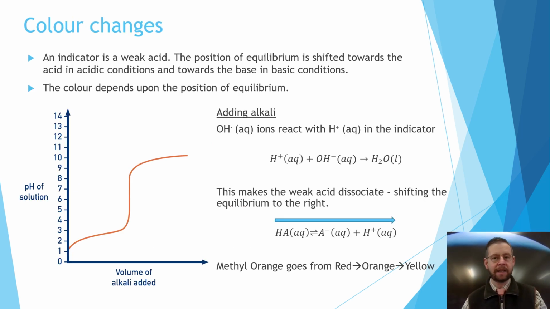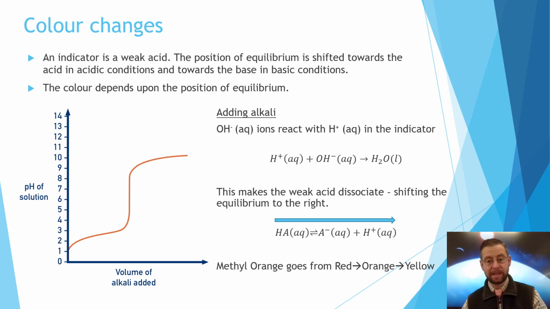Now we can go into a little bit more detail here, and we can describe how that color change comes about due to the positioning of the equilibrium. So if we were to add hydroxide ions to an acid, as in this example here, what we could see is they would cancel out some of the H+ in the indicator. And as it happens, it would basically turn it into water, and so it would neutralize the weak acid of the indicator.